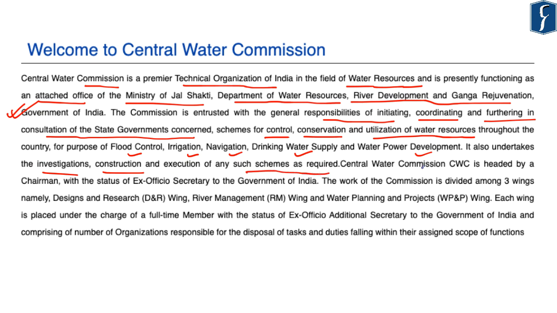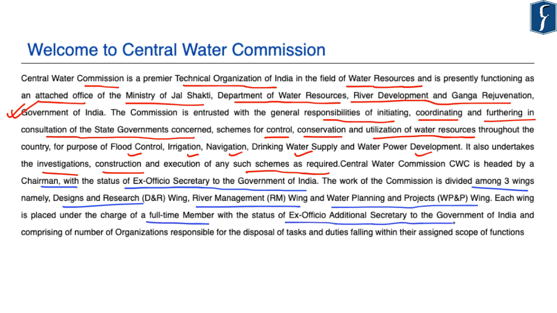Further, the Central Water Commission is headed by a chairman with the status of ex officio secretary to the Government of India. And the work of the commission is divided into three wings, namely designs and research wing, river management wing and water planning and projects wing. And each wing is placed under the charge of a full-time member having the status of ex officio additional secretary to the Government of India. And it also comprises a number of organizations which are entrusted with various tasks as well as duties.